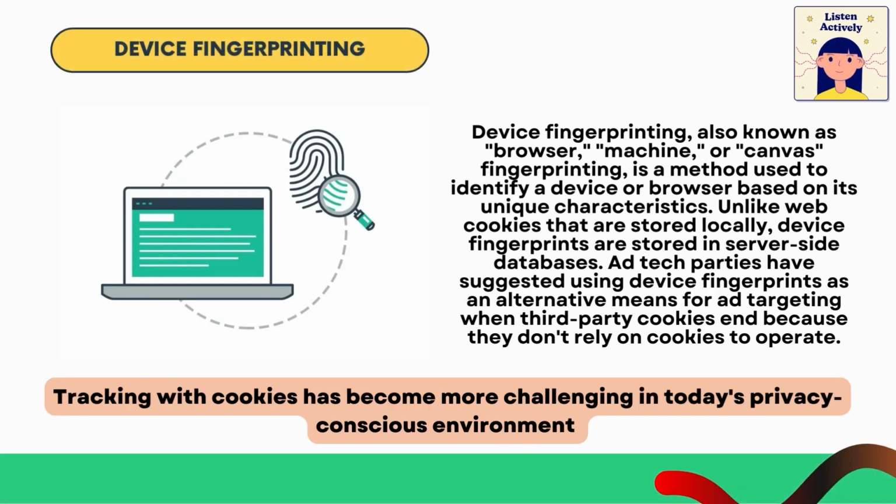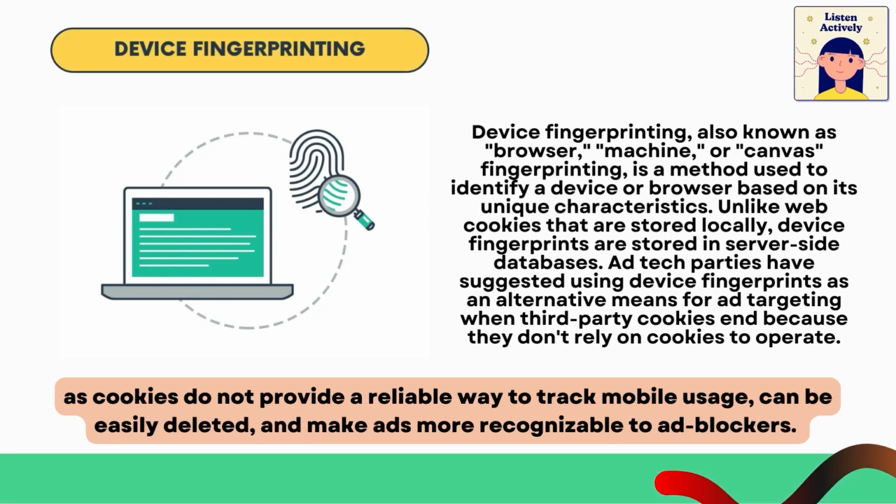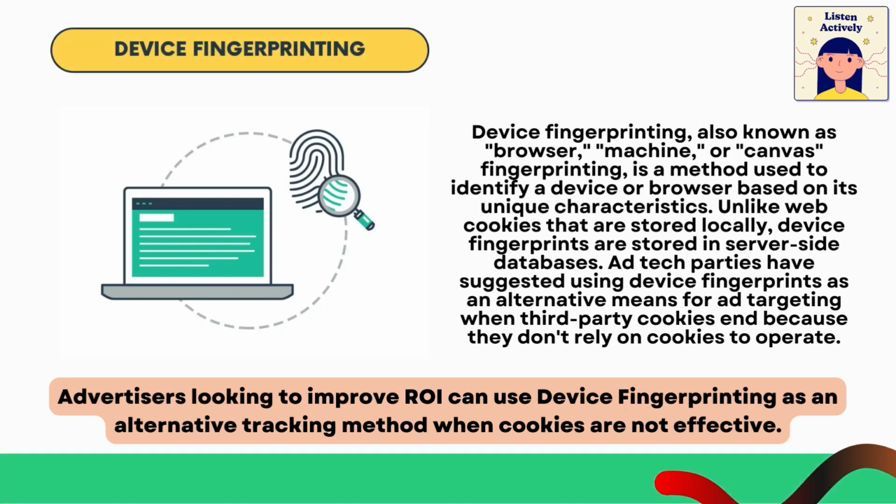Tracking with cookies has become more challenging in today's privacy-conscious environment, as cookies do not provide a reliable way to track mobile usage, can be easily deleted, and make ads more recognizable to ad blockers. Advertisers looking to improve ROI can use device fingerprinting as an alternative tracking method when cookies are not effective.